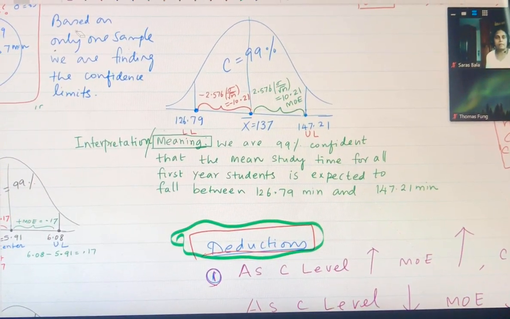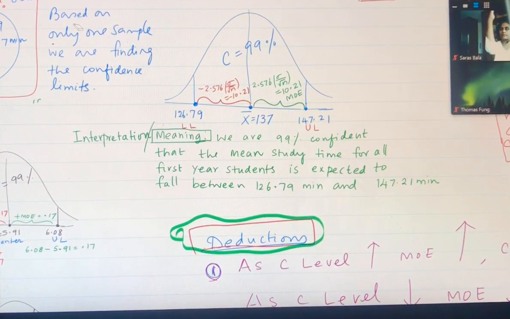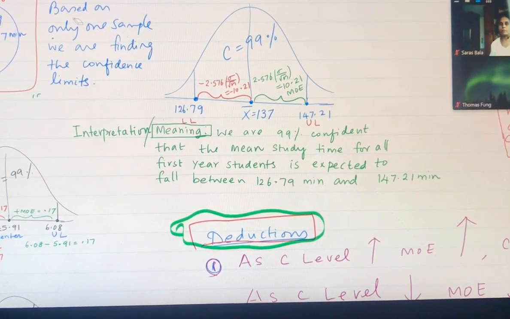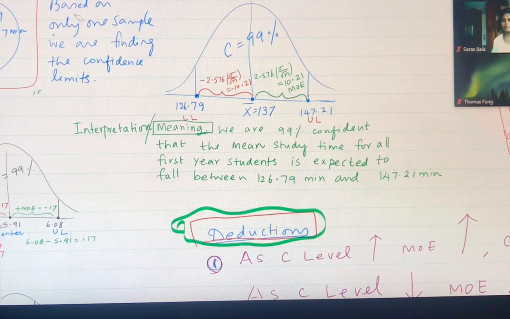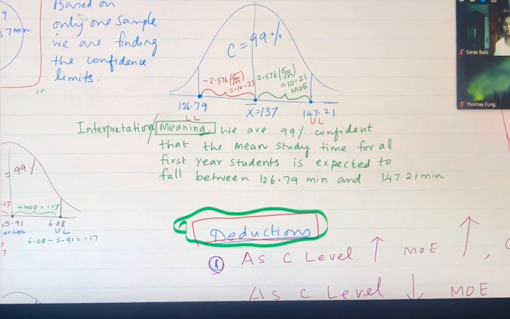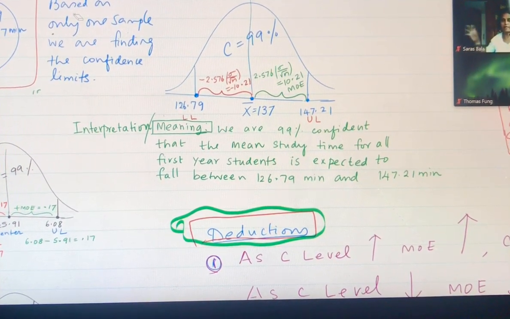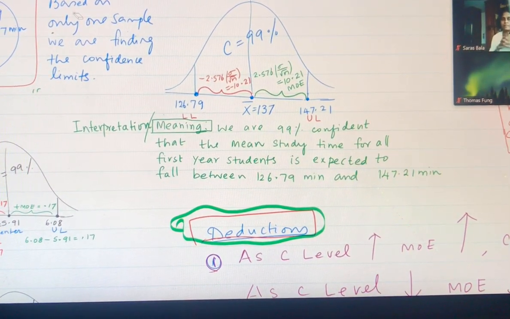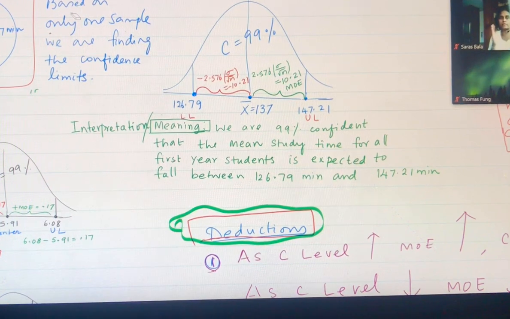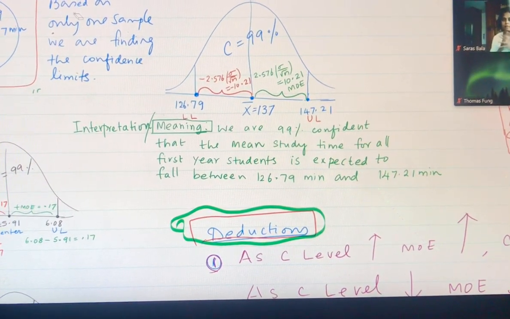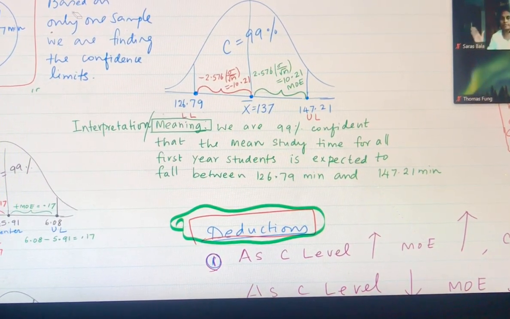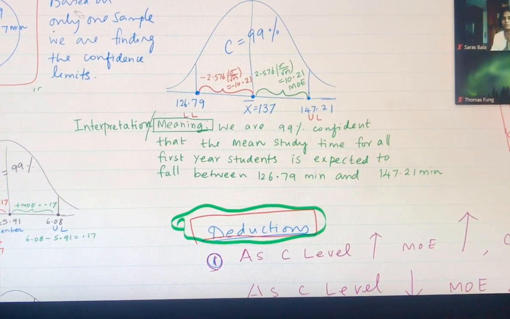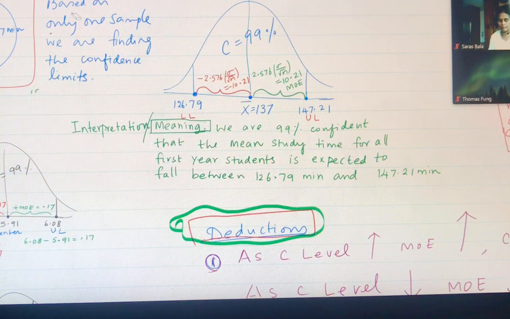Okay, so I am putting the diagram. The diagram is going to have the center 137. On either side, I'm going to have the margin of error. And the margin of error is going to give me the cutoff point, lower limit, and another cutoff point, which is the upper limit. So the interpretation of your work is, we are 99% confident that the mean study time for all the first year students in that college is expected to fall between those two numbers. Okay, all right.